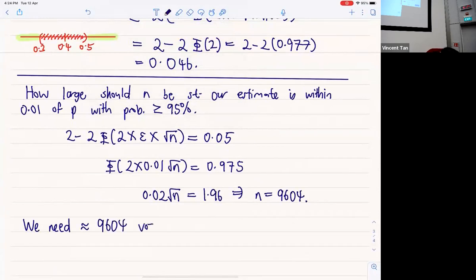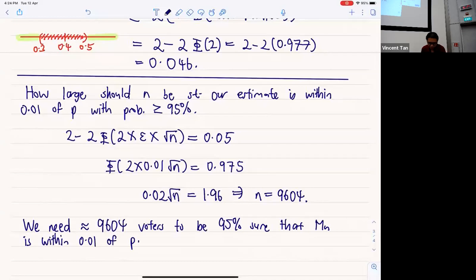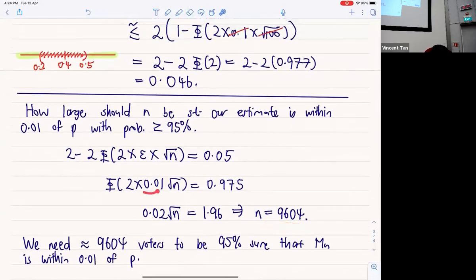So we need roughly 9,604 voters to be 95% sure that Mn, which is their voting proportion in favor of Donald Trump, is within 0.01 of the real proportion of people who really like Donald Trump. Now you notice that here we need a lot more people than the 100. This is because our threshold here is much smaller. It's 0.01, above it was 0.1. So if you want to get really close to the real fraction of people who like Donald Trump, then you need to encourage more people to vote in order to get a better sense of the population, right? Is that clear?